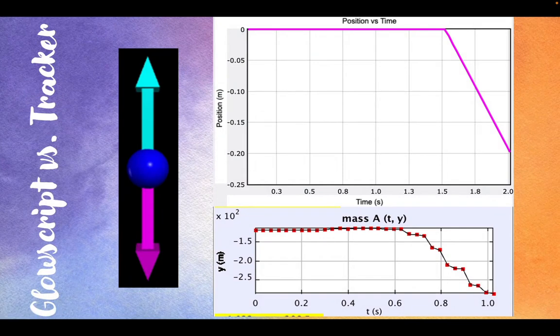Here's a close-up of the model graphs from GlowScript, along with the actual results graphing the point particle system from Tracker. So you can see I used different time values, but they show the same direction in the model.